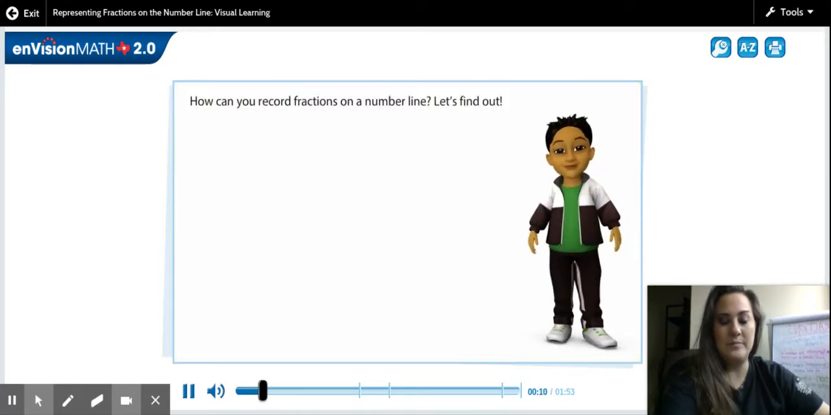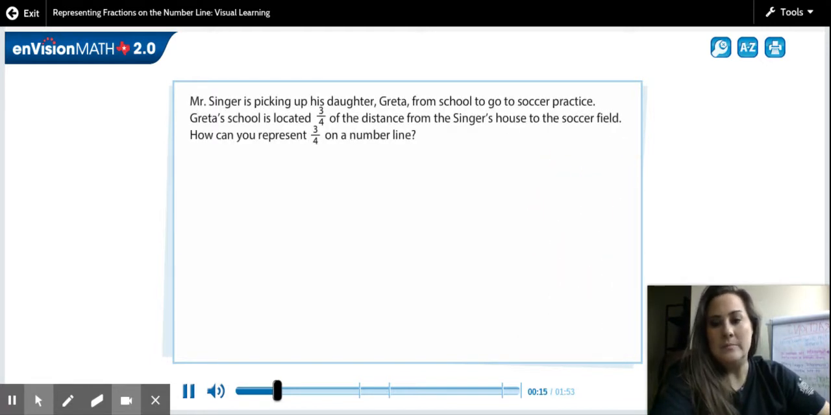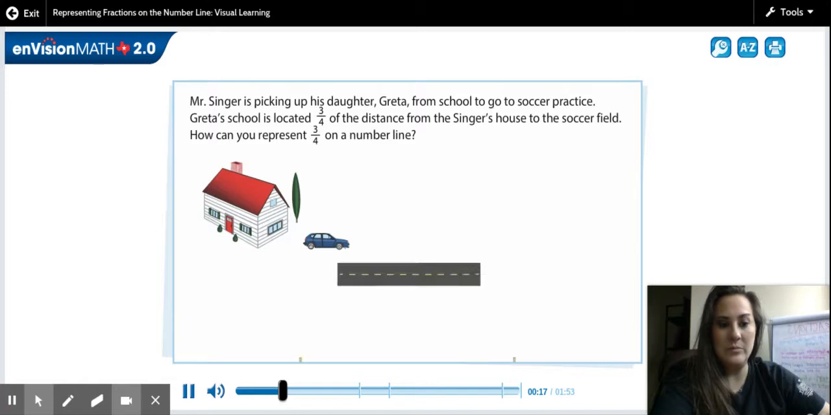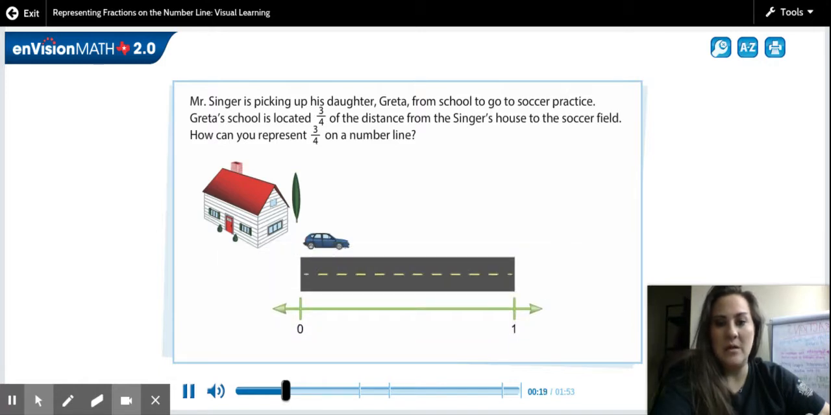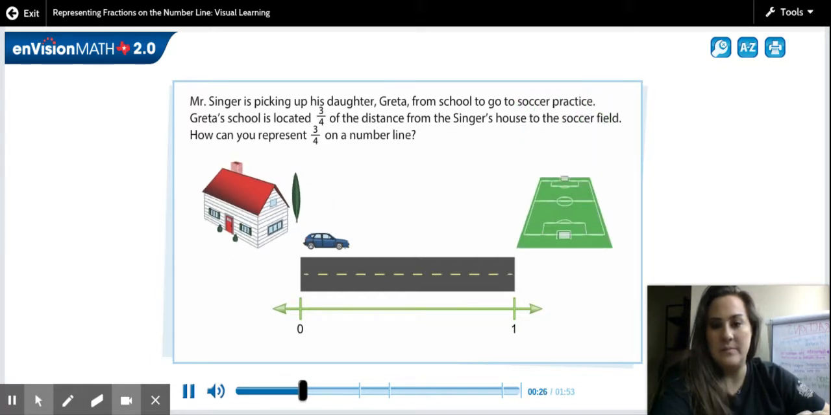How can you record fractions on a number line? Let's find out. Mr. Singer is picking up his daughter, Greta, from school to go to soccer practice. Greta's school is located 3/4 of the distance from the Singer's house to the soccer field. How can you represent 3/4 on a number line?